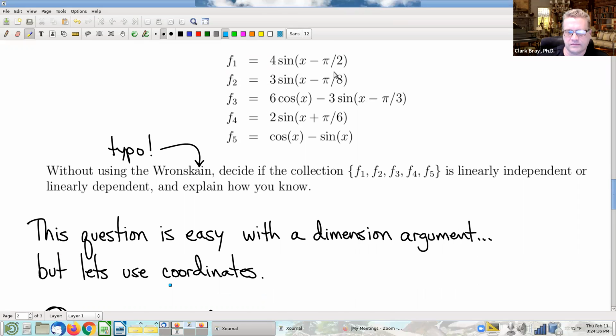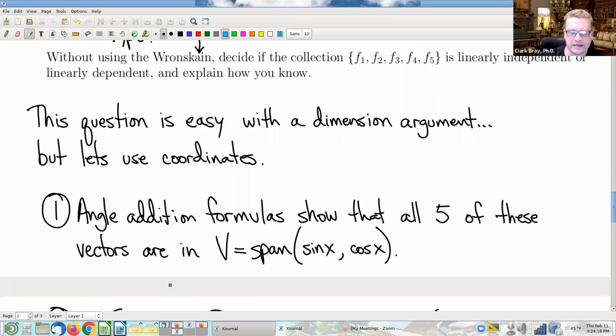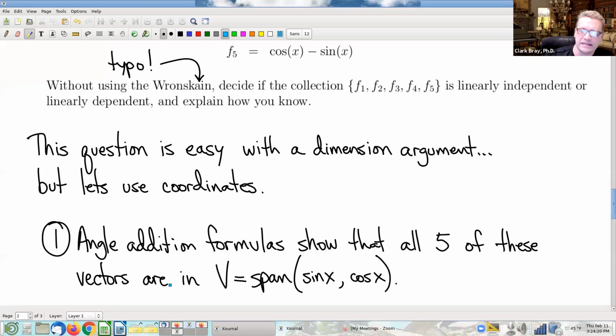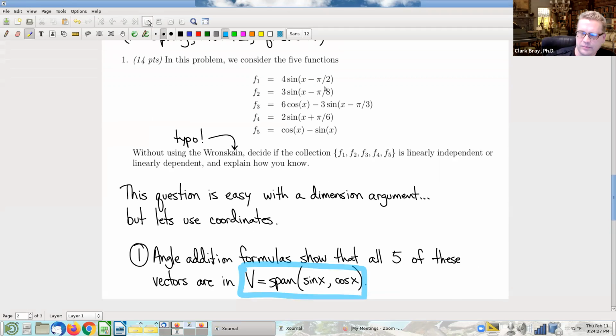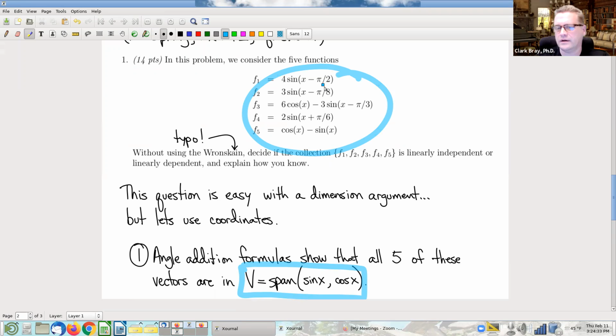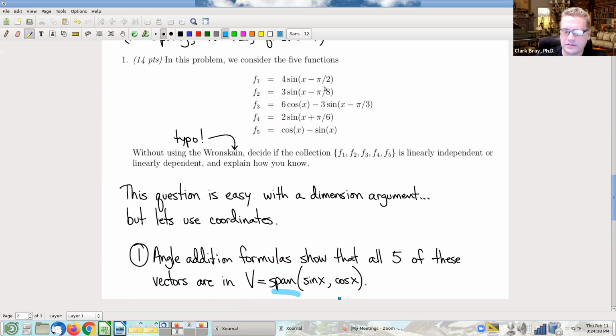Okay, so the first thing we need to recognize is that we are actually doing business inside of a vector space. Now, it doesn't leap off the page at us. It looks like we're doing trig, right? But we're not doing trig. All of these functions can be thought of as linear combinations of sine and cosine. Now, how do I know that? Well, that's the good old angle addition formulas from high school trig.